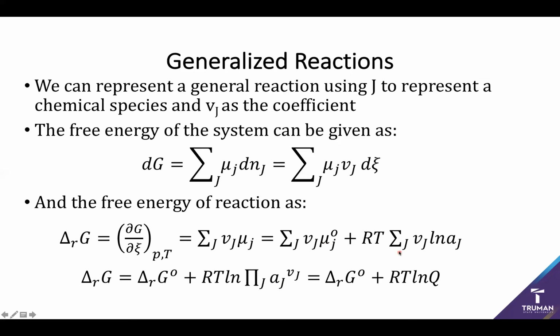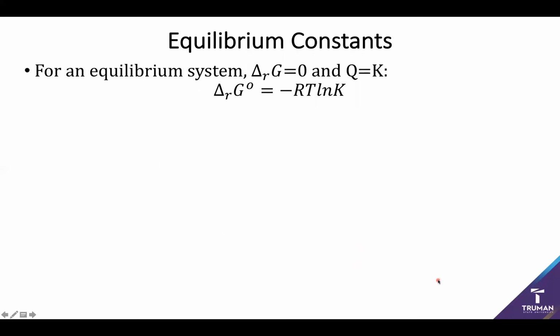However, over here, we've got the sum of a coefficient times a natural log. Well, it turns out that this is going to be the same thing as the natural log of those same activities raised to the power of their coefficients. So what we can then do is take this big, messy product of activities, and now we're going to refer to this as our more generalized reaction quotient.